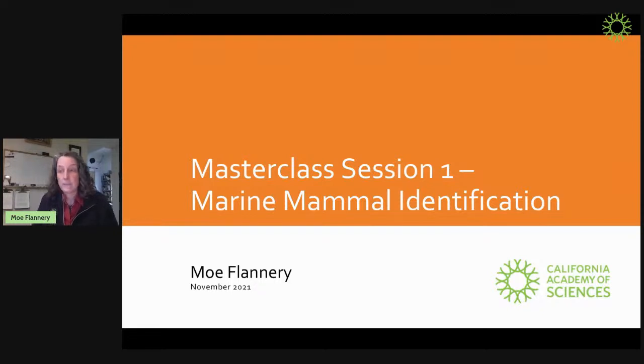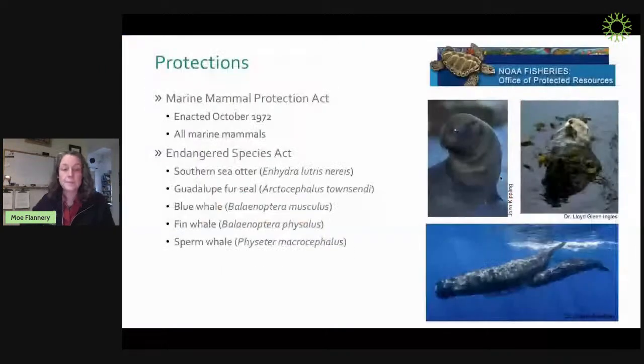But here at the California Academy of Sciences, we are part of the Marine Mammal Stranding Network, a group of people who work on marine mammals. Marine mammals are protected under the Marine Mammal Protection Act, which was enacted in 1972. So all marine mammals are protected, which means that you need special authorization to get close to them, to work on them, to collect parts from them, and to study them.